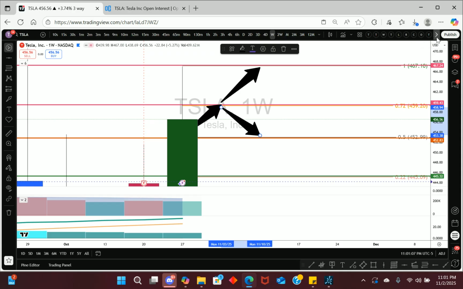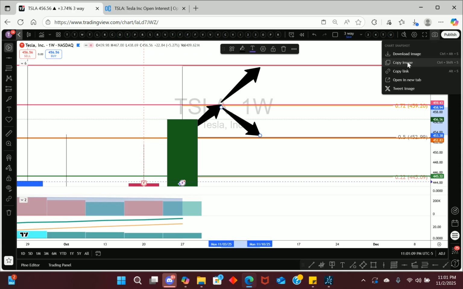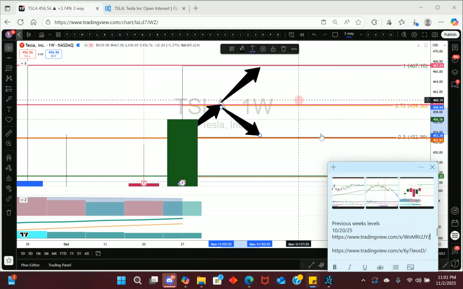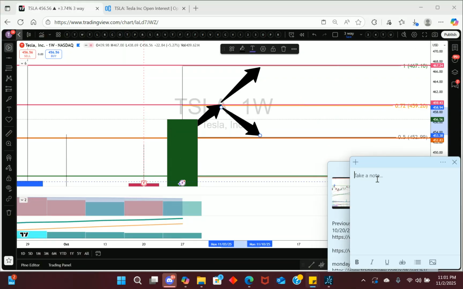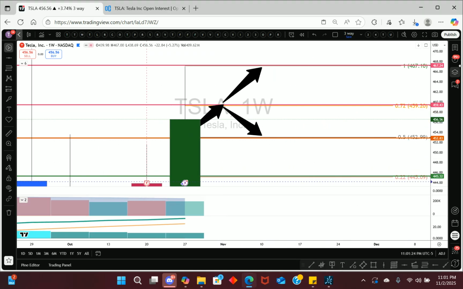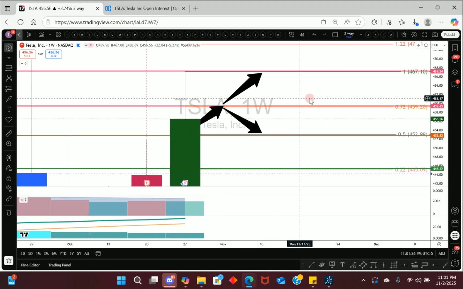So we're going to go ahead and save this. I'm going to go ahead and copy this image and save it to a new sticky note. And we are going to go ahead and put 11 to Tesla. And this is what we are assuming could happen this particular week. So those are some contracts we're looking at.